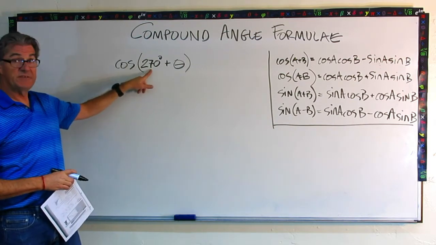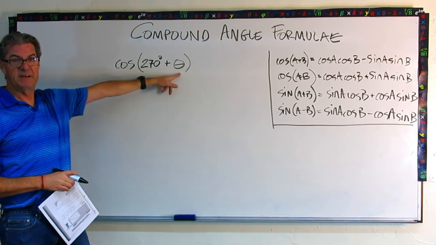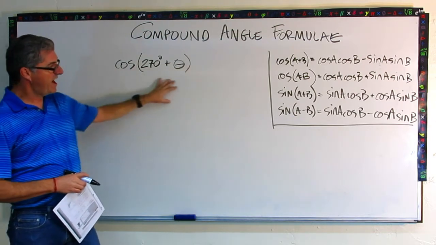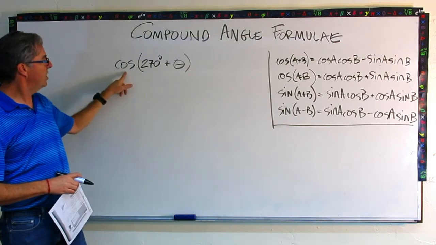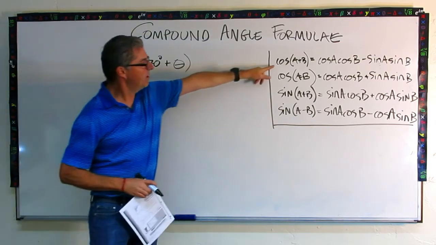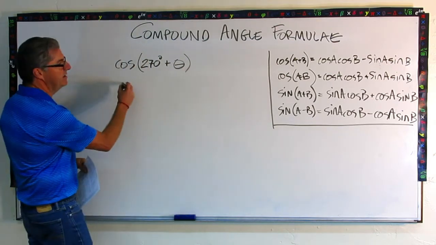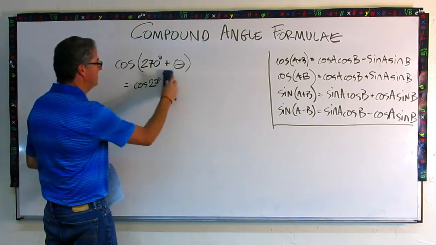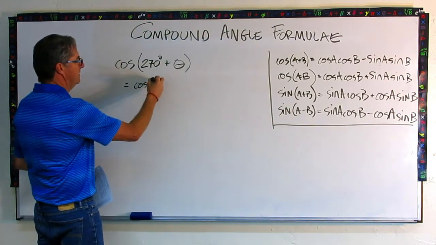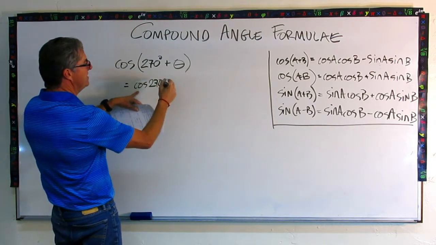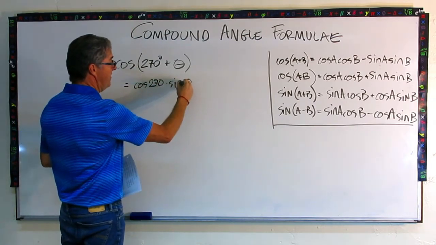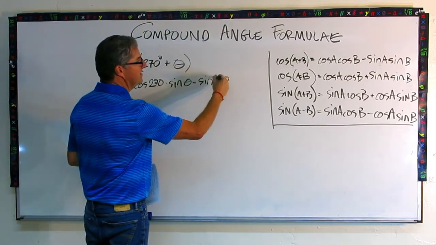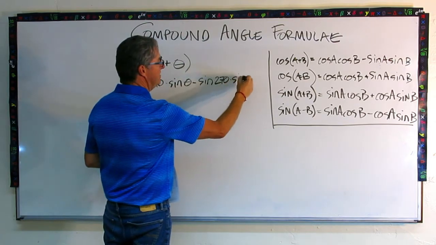Cosine of 270 plus some theta. So what we're going to do is identify the correct rule from the 4, write it out, and simplify. So we have a cosine of 2 angles being added. Again, we're on that first rule. So this is going to be cosine 270 times sine theta, which we don't know yet, minus the sine of 270 times the sine of theta.